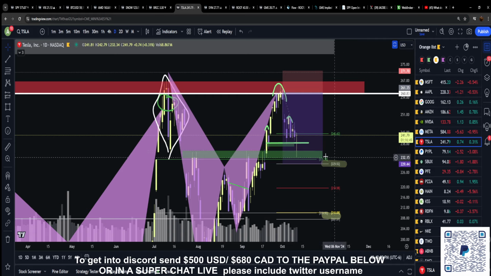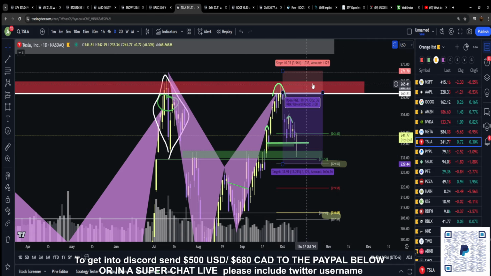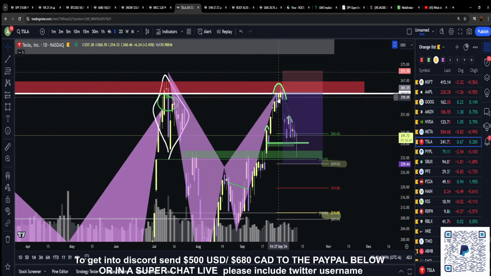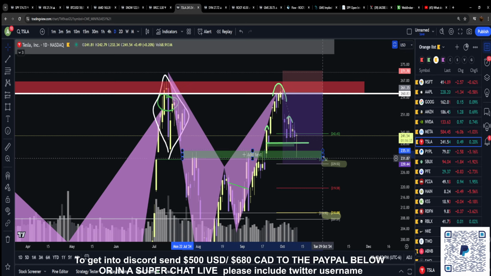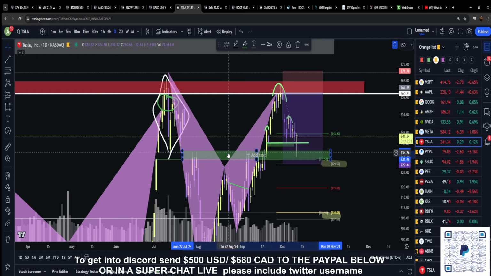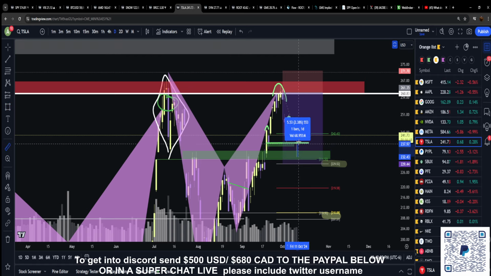Green box, supportive. Red box, resistive. Green support, red resist. Green good, red bad. And you see how all I'm doing is literally drawing stupid boxes? This was a red box until we broke above it here, and then it becomes a green box, because now we're trying to turn resistance into support. And look at what has happened with Tesla since hitting that green box.